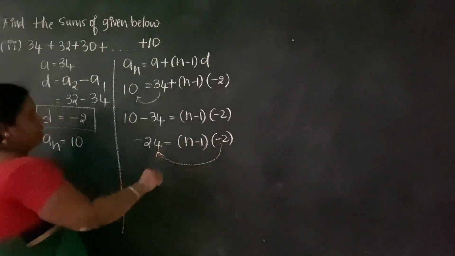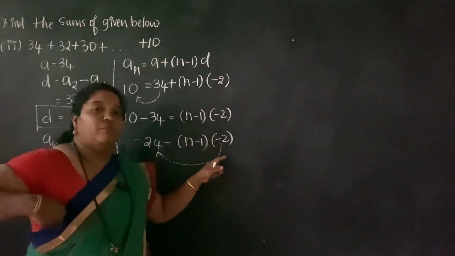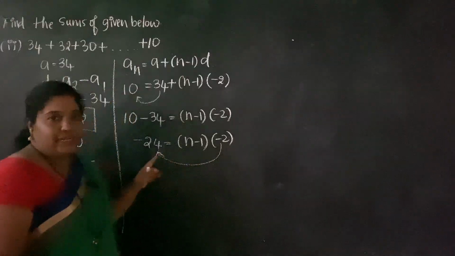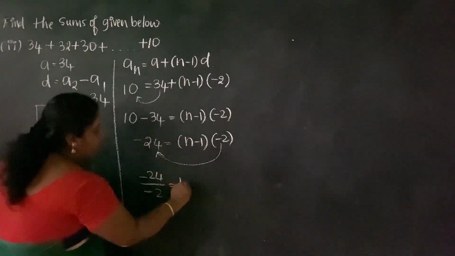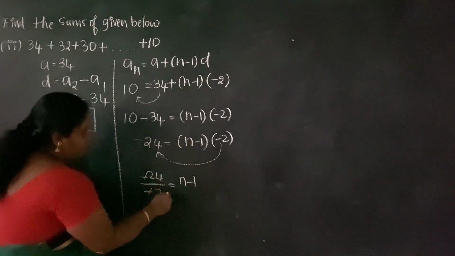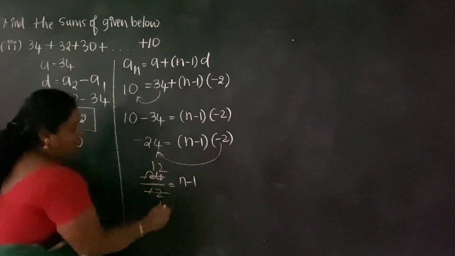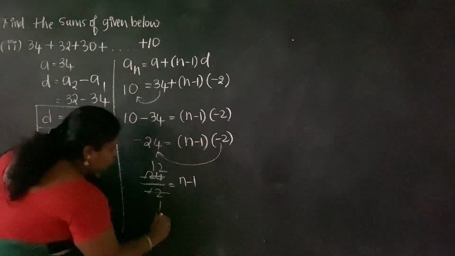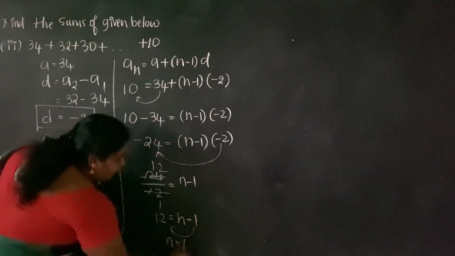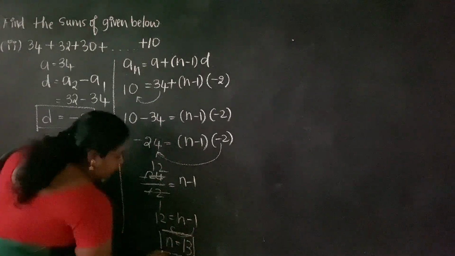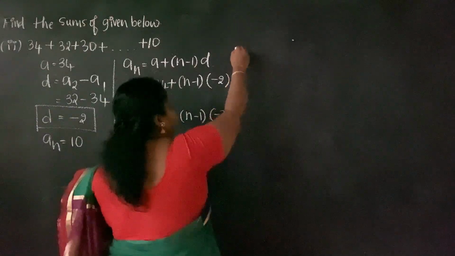Let me bring this minus 2 to this side. Multiplication turns to be division. So I'll be having minus 24 divided by minus 2. Minus minus got cancelled. 2 ones are 2, 2 twos are 4, so 12 is equal to N minus 1. If I bring minus 1 to this side, N will become how much? 13. I got N value as 13.